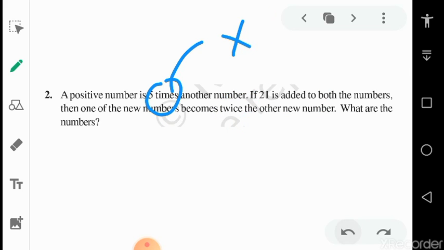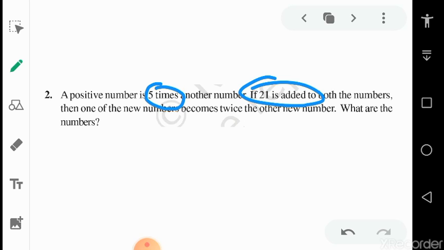Now in this question, 5 times, 2 times and 21 more and 3 times, things like these are very important. Times means multiplying, so whenever it is said that a number is 2 times the other, it means you are going to multiply. So for the 5 times you will multiply by 5. For 21 that is added you will use plus 21.